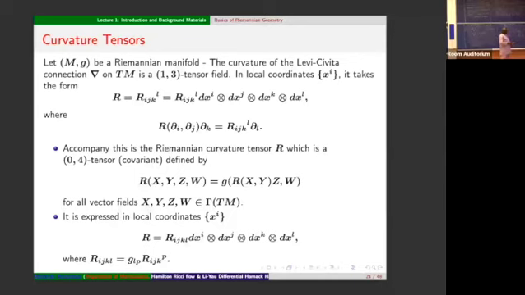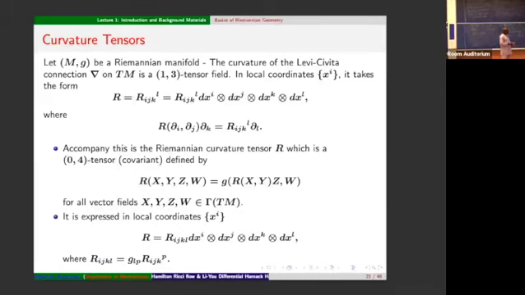Accompanied with this tensor, you can have this 0-4 tensor like this. So these are X, Y, Z, W. These are vectors. Okay, this curvature operator takes these vectors, and it's written as this. So you have g here, where it takes this. Then for all vector fields X, Y, Z, which are sections of the tangent bundle, you can express it as the expression that we have here.